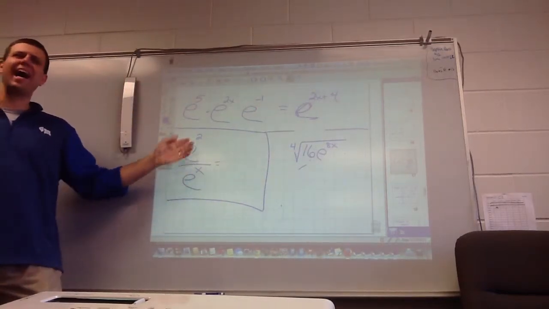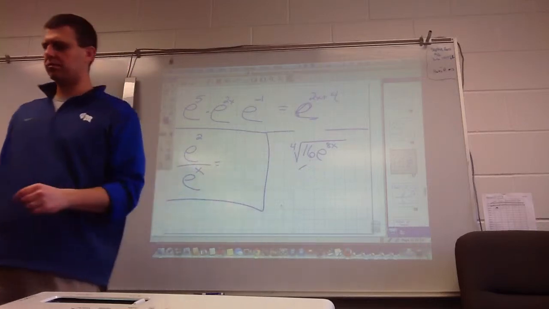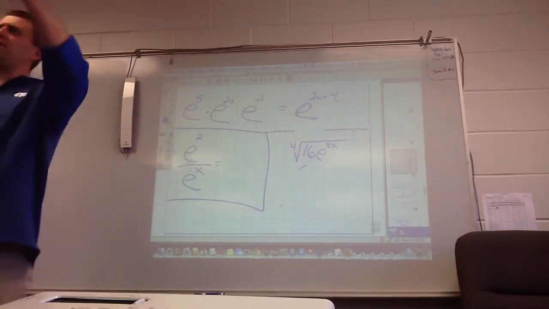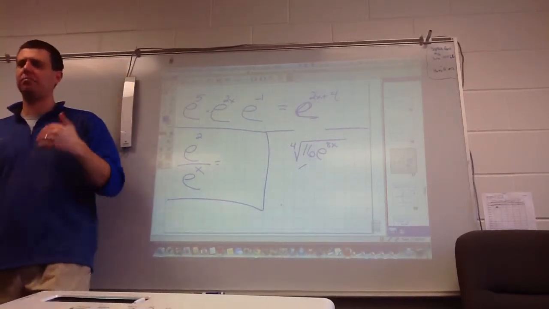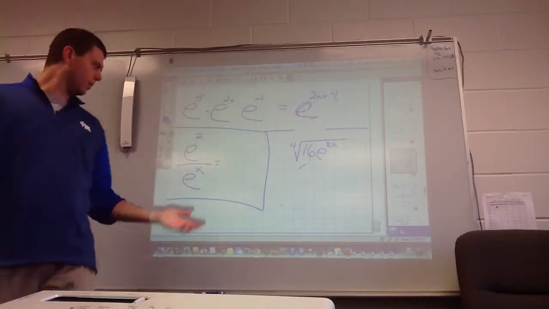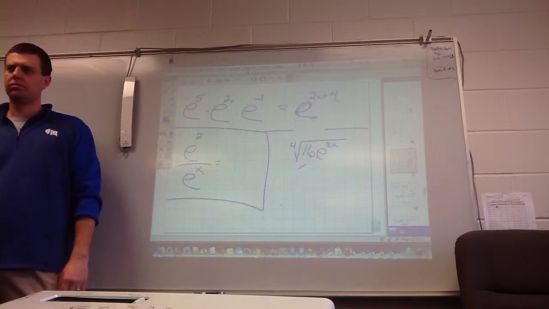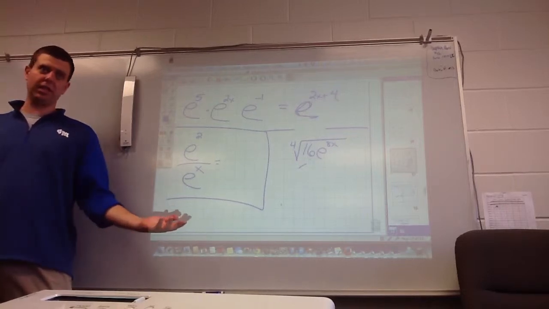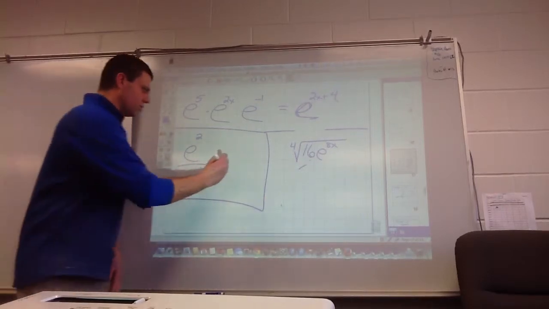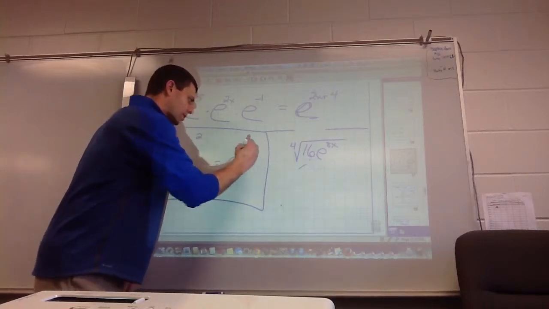Division. When you divide, what do you do with the exponents? Subtract. So if it was e to the 10th divided by e to the 6th, it'd be e to the 4th, right? Well, what's this going to be? E to the what? E to 2 minus x. 2 minus x is 2 minus x. They're not like terms, so leave it. E to the 2 minus x power.